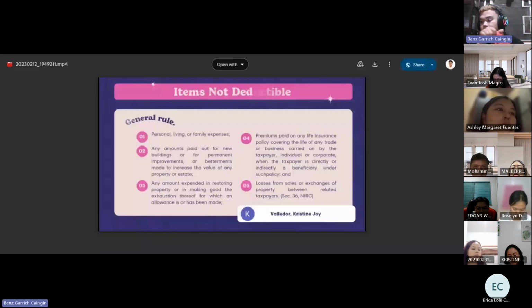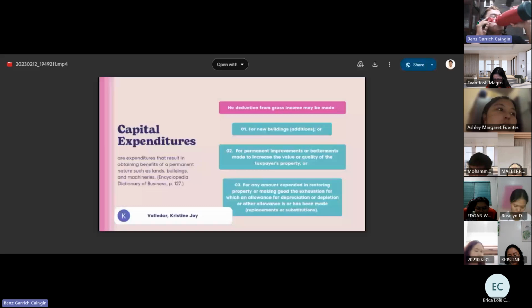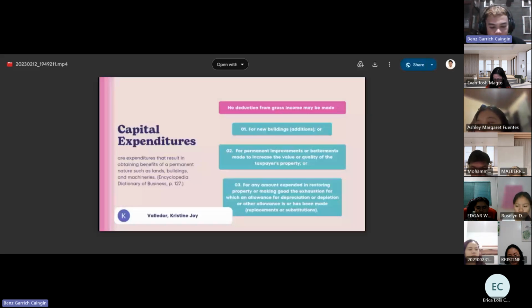Capital expenditures. These are expenditures that result in obtaining benefits of a permanent nature, such as lands, buildings, and machineries. No deduction from gross income may be made: first, for new buildings; second, for permanent improvements or betterments made to increase the value or quality of the taxpayer's property; or third, for any amount expended in restoring property or making good exhaustion for which an allowance for depreciation or depletion or other allowance is or has been made.